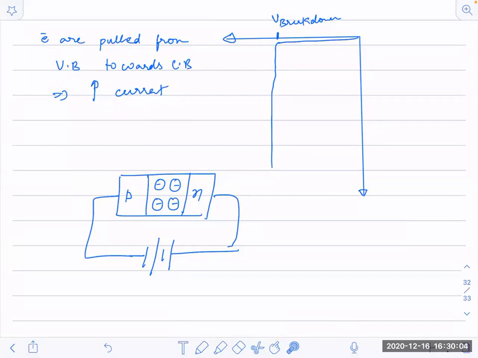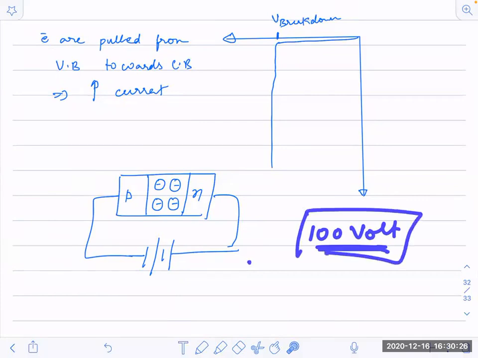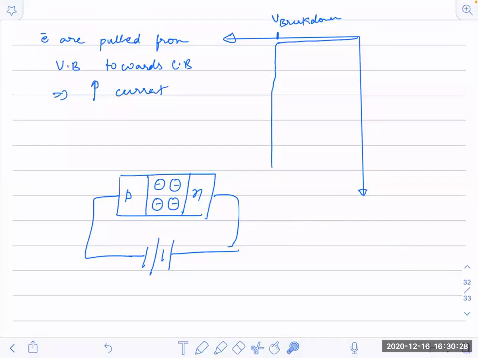You are not changing that. That means suppose at 100 volt, this has started to happen. So suddenly at 100 volt, what has started to happen? The electrons from the valence band have started to move towards the conduction band at 100 volt. So this is the nature of the non-ohmic conductor.